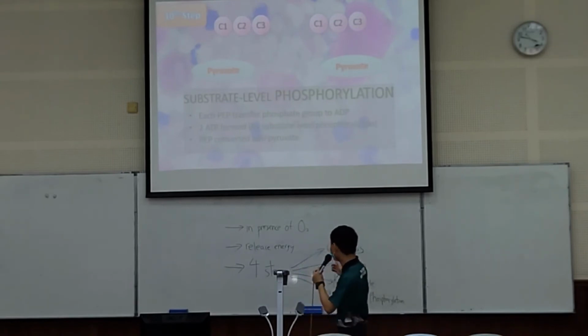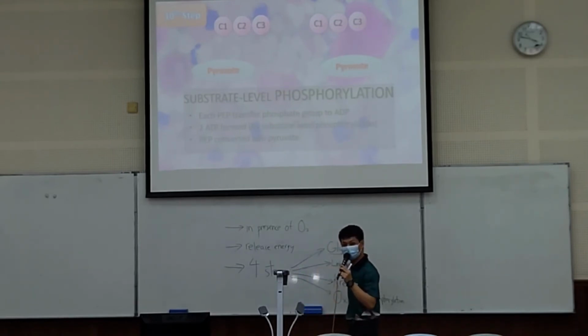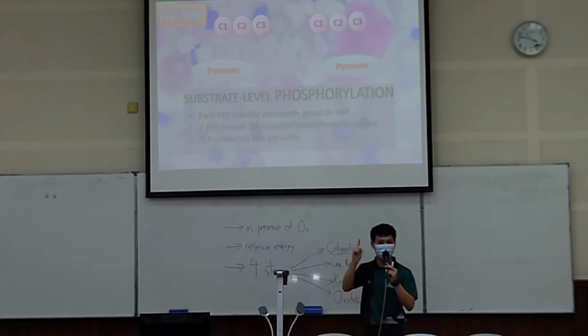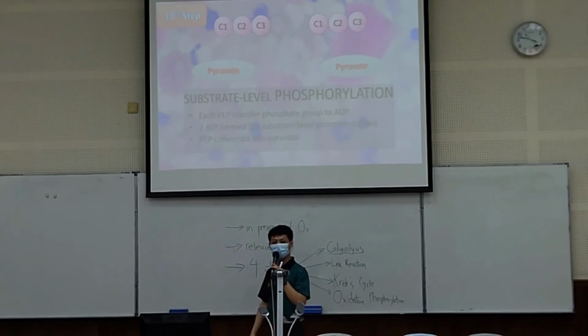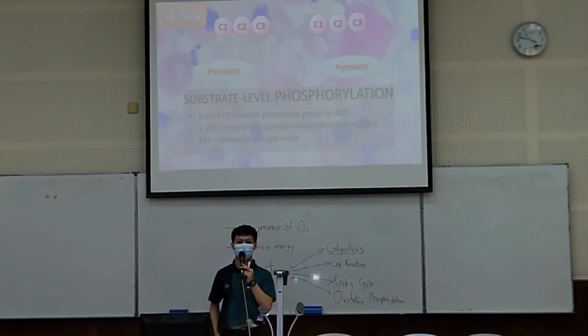Remember what I said when I was introducing glycolysis? It's the process of breaking down glucose in order to produce pyruvate and energy. So here is our pyruvate. So yeah, that's all for the 10 steps of glycolysis.